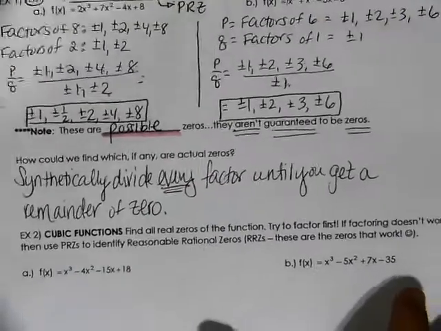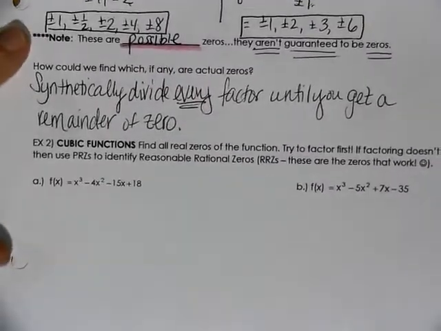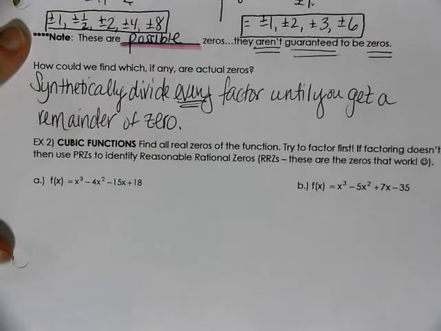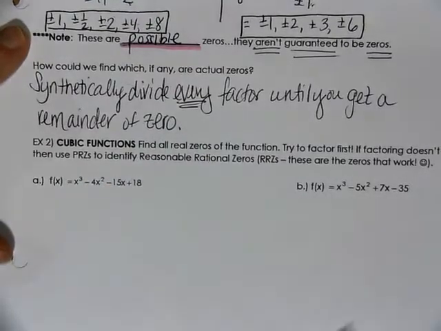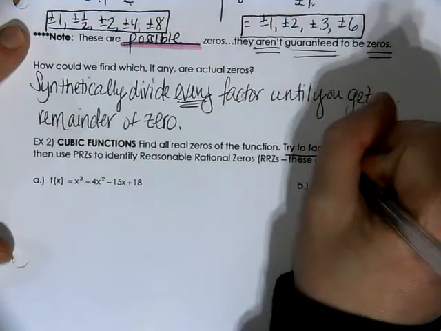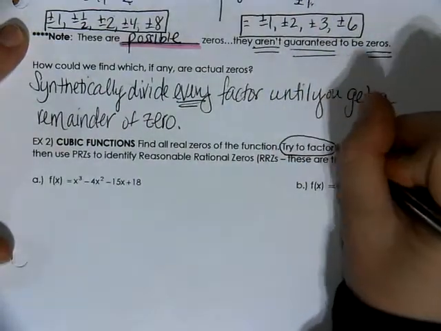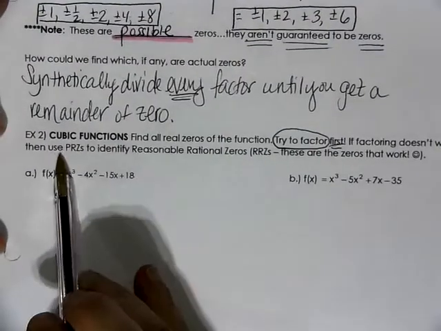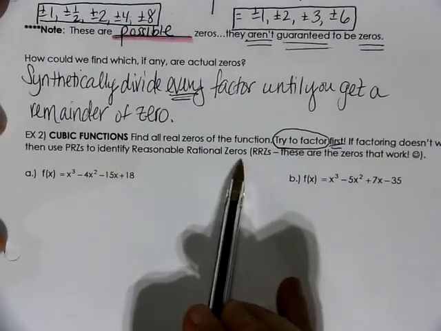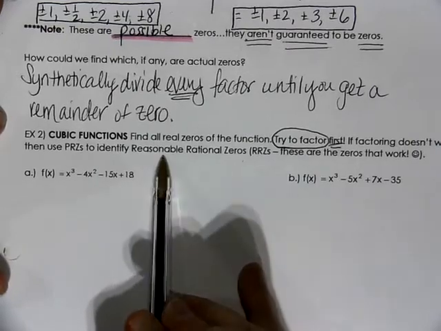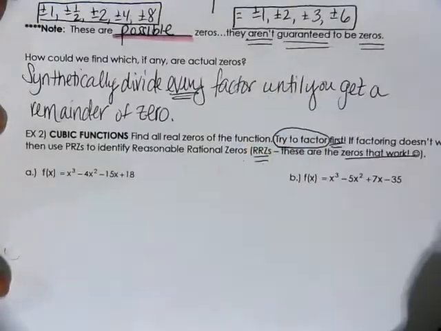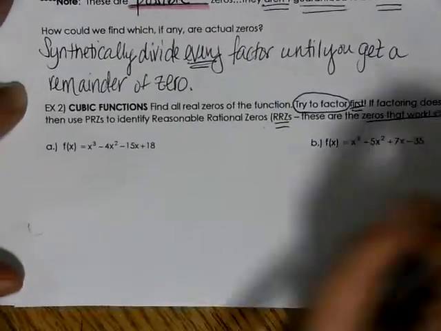Now, example number 2, we have cubic functions. And our cubic functions, we want to find all of the real zeros of the function. Now, for all of these problems, because they're cubic and they will have 4 terms, try to factor first, if you can. If factoring doesn't work, then you'll have to use the possible rational zeros to identify your rational zeros, your reasonable rational zeros. These are the ones that actually work. The RRZs are the ones that actually end up working out.